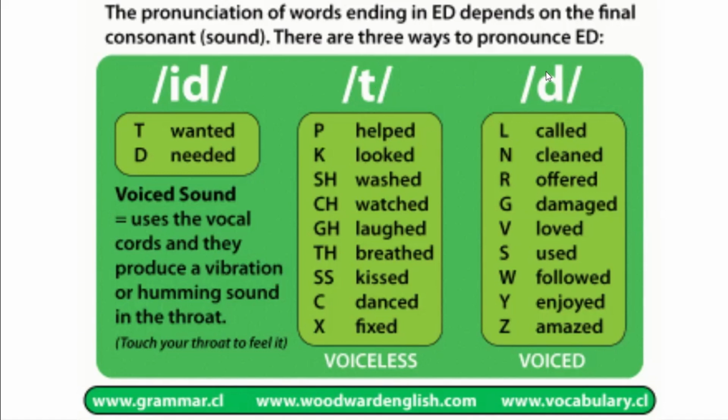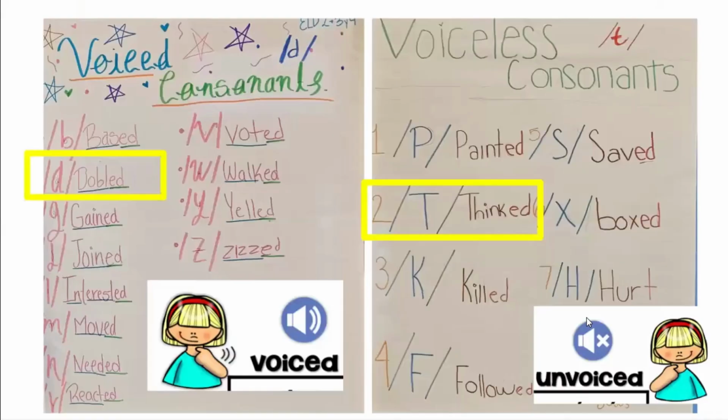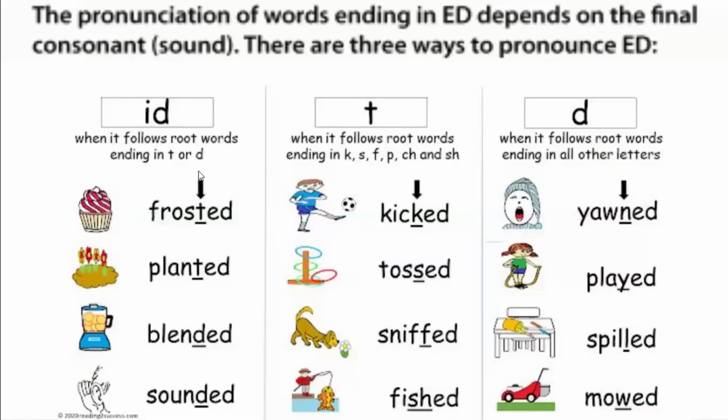Now let's take a look at some voiced consonants. Called. You don't say call-ed. You say called. Cleaned. Offered. Damaged. Loved. Used. Followed. Enjoyed. Amazed. Okay, now that we have those down, let's take a look at some practice words.